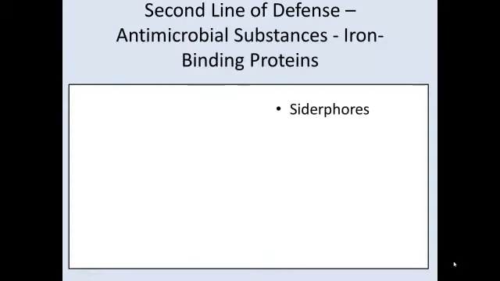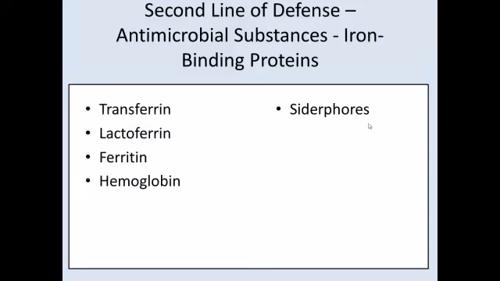Now let's talk about antimicrobial substances, those iron-binding proteins that carry iron from place to place. Now you remember from the previous chapters, siderophores are proteins that pathogens make to bind iron. Well, we make iron-binding proteins, and there's kind of a tug of war between the pathogen and us. But I do want you to know our iron-binding proteins.